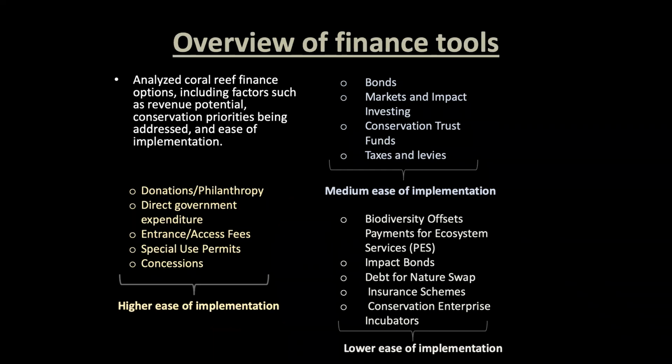So in this slide, you can see that donations, direct government expenditures, and entrance access fees are the ones that were slightly easier to implement. And then you go down the road a little bit, and you have bonds and impact investing, trust funds, slightly harder to do. And then certainly the difficult ones to do are reef or biodiversity offsets, impact bonds, or insurance schemes. These require a lot more technical specialists and a lot more money typically to get some sort of return on investment on the ground.